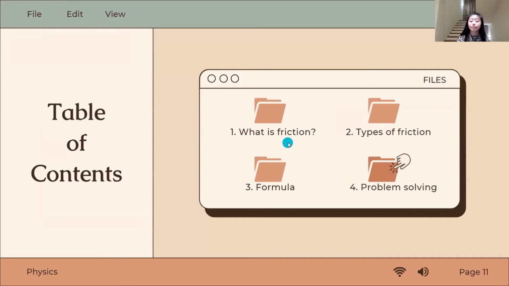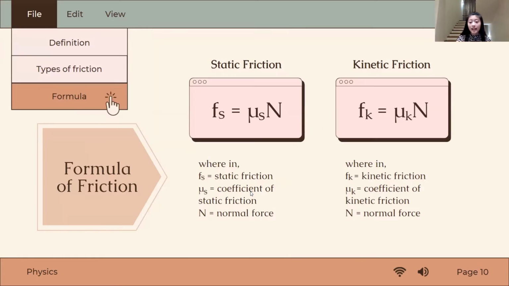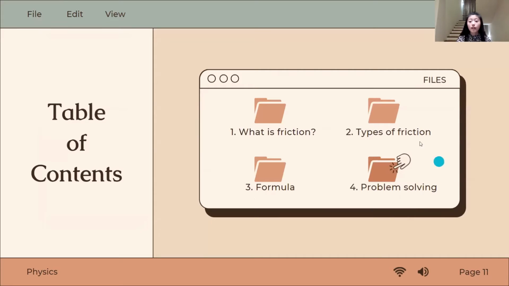So we have discussed what is friction, types of friction, and we have known its formula. And notice that we have already reached the title of the topic, which is the coefficient of kinetic friction. So we'll proceed onto the problem solving.